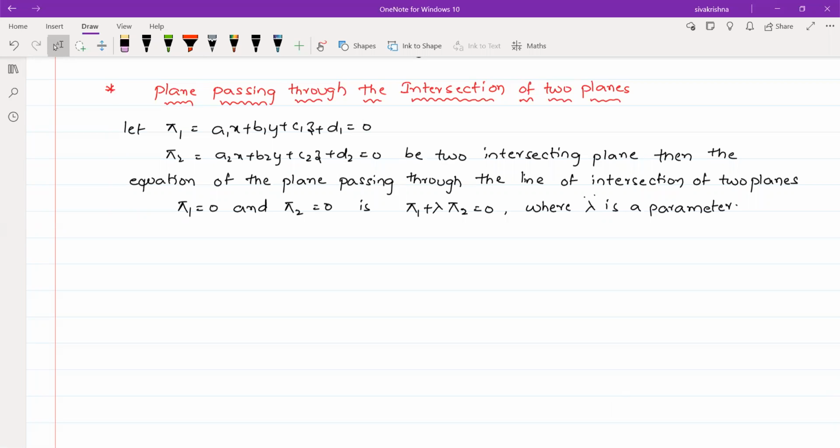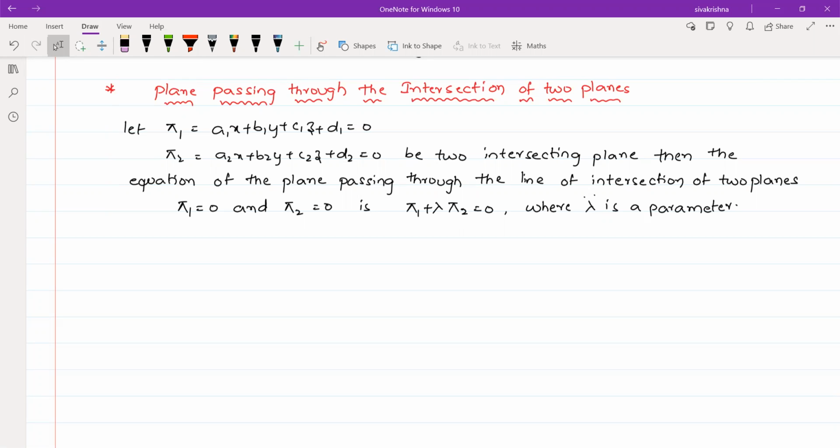Hello students, today I am going to define the equation of the plane passing through the intersection of two planes. Coming to the definition, we have two planes. One is a1x plus b1y plus c1z plus d1 is equal to 0, named as pi1, and the second one is a2x plus b2y plus c2z plus d2 is equal to 0, named as pi2. These are two intersecting planes.